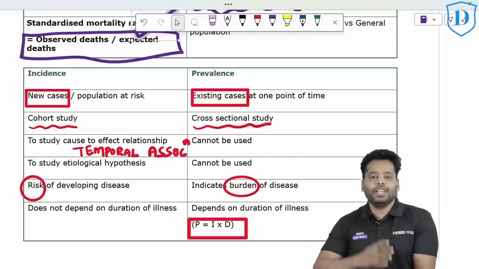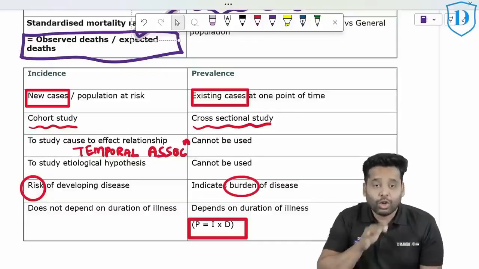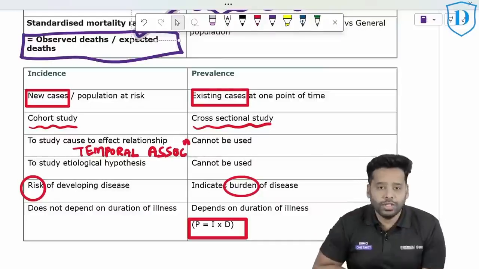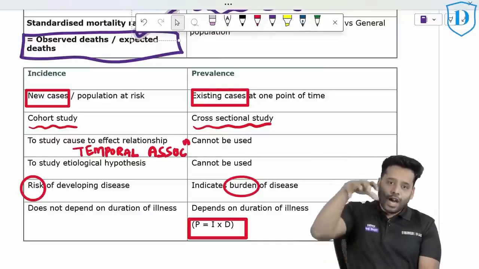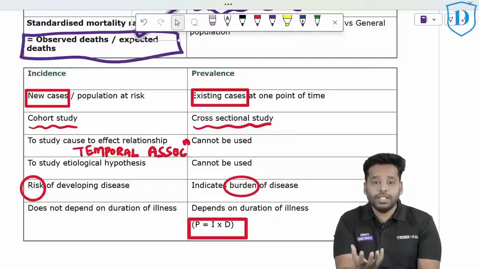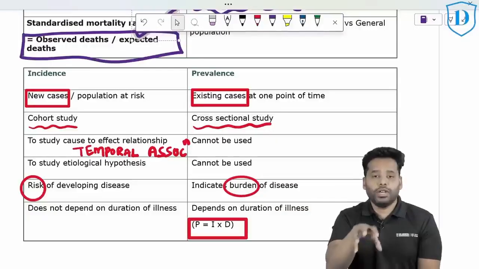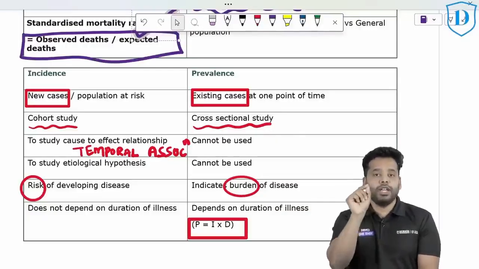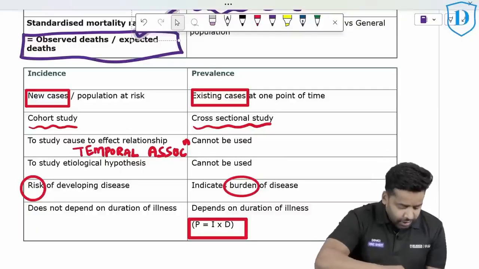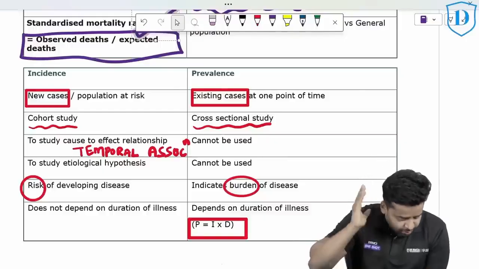What is that study? Existing cases at one point of time. Cross-sectional, sir. Yes, not cohort. It is a cross-sectional study which will indicate how many are having disease. What is the burden of that disease in that community? It is a morbidity indicator for burden. What is the morbidity indicator for burden of a disease? If this question comes, what is your answer? Prevalence. Yes, good. Cross-section, snapshot, prevalence.